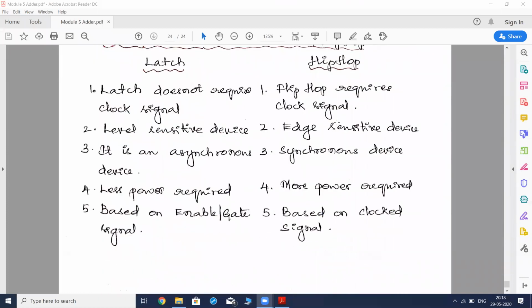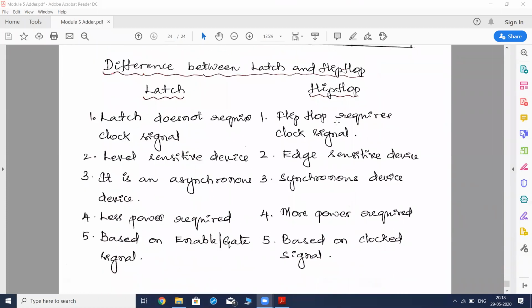Now let us see the difference, because from next class onwards we are going to discuss the flip-flops. Before going into the flip-flops, we need to see the difference between a latch and a flip-flop. Till now we have discussed latches, and our latch discussion is going to end today. Since we need to switch to the flip-flop, first we'll see the difference between a latch and a flip-flop.